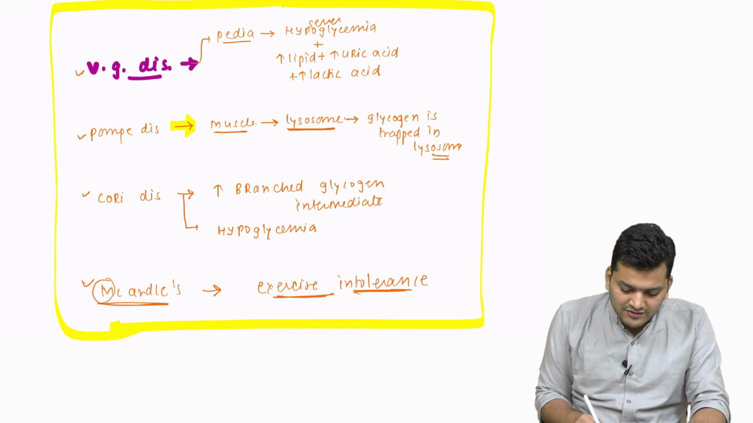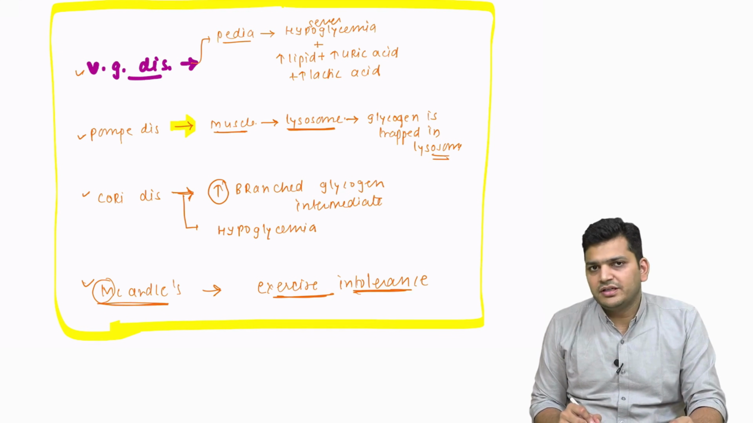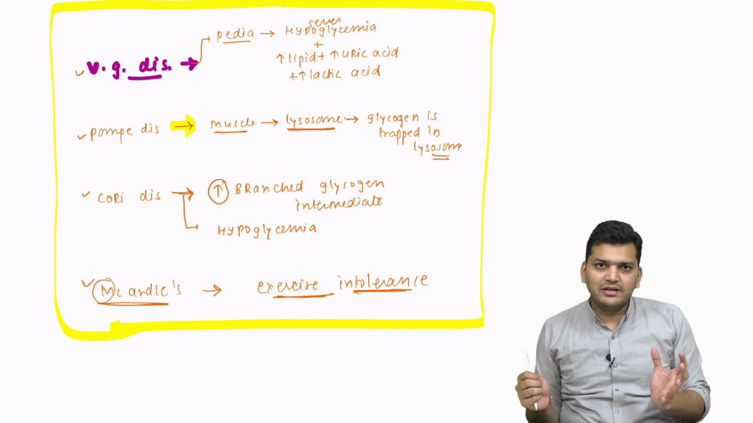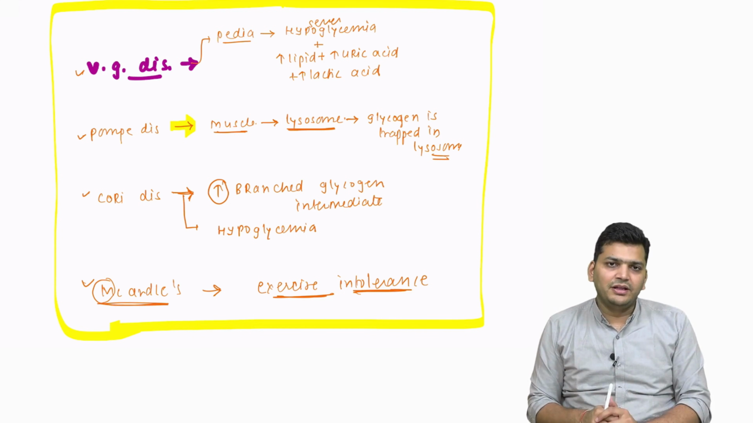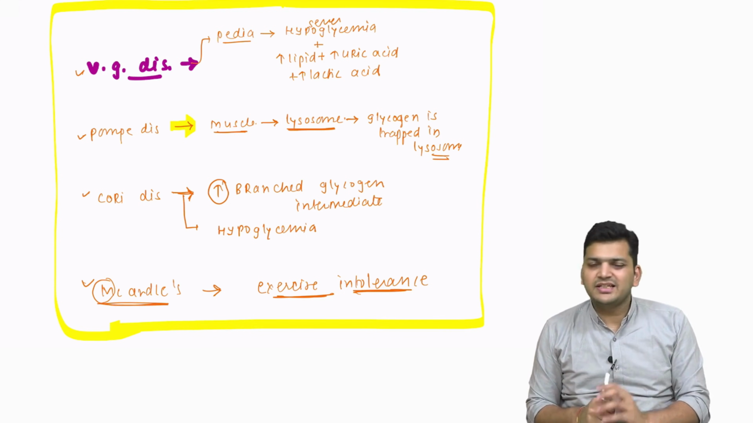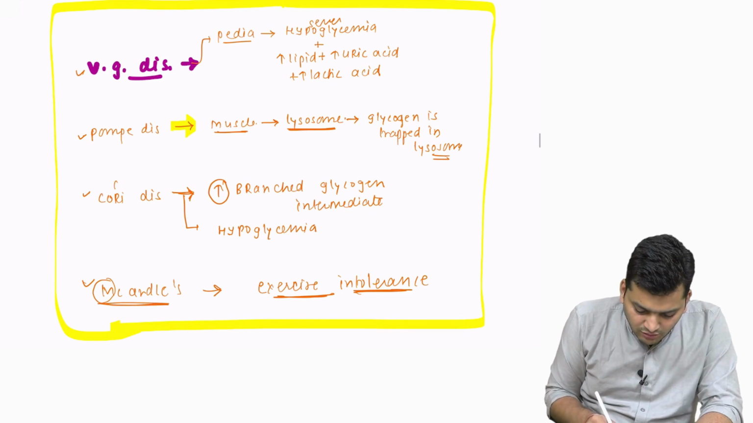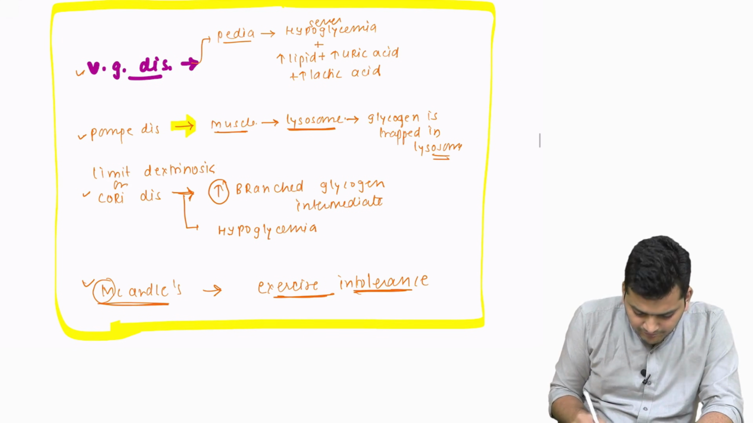If they say branched glycogens are getting accumulated, that is Cori disease, because Cori is due to deficiency of debranching enzyme. If the debranching enzyme is not there, the branched glycogens will accumulate in the liver. That is called Cori disease, and that is also going to lead to hypoglycemia, but not very severe. Cori disease is also called limit dextrinosis.